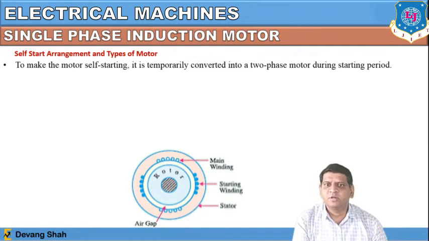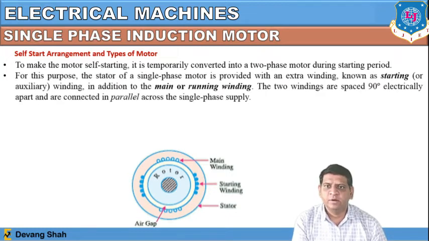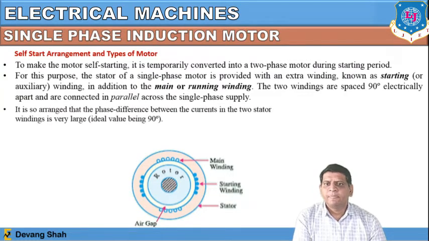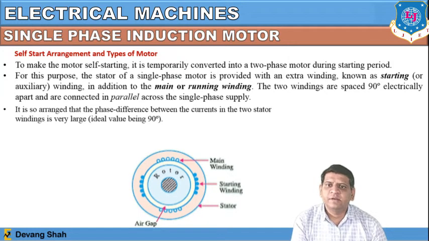To make the motor self-starting, it is temporarily converted into a two-phase motor during the starting period. For this purpose, the stator of a single phase motor is provided with an extra winding known as the starting or auxiliary winding, in addition to a main or running winding. The two windings are spaced 90 degrees electrically apart and are connected in parallel across the single phase supply.